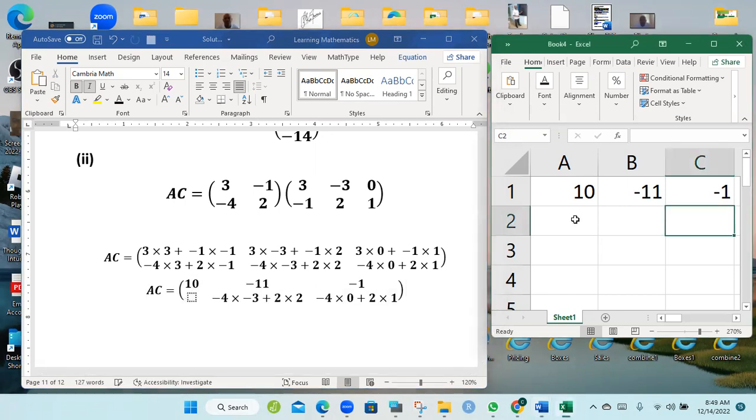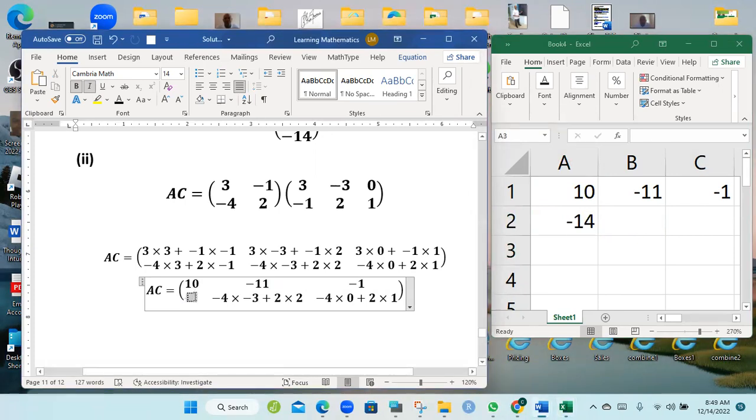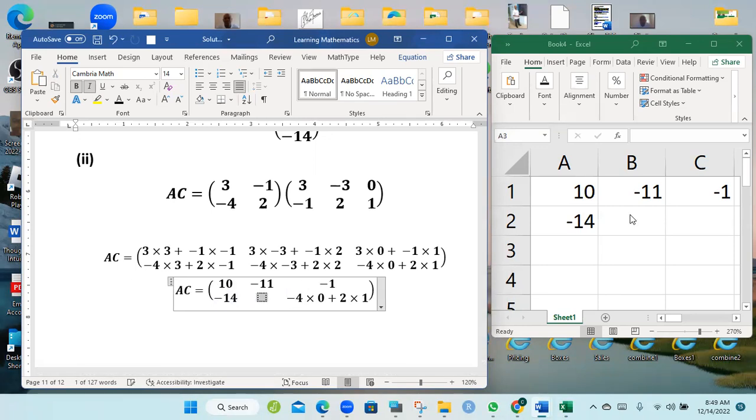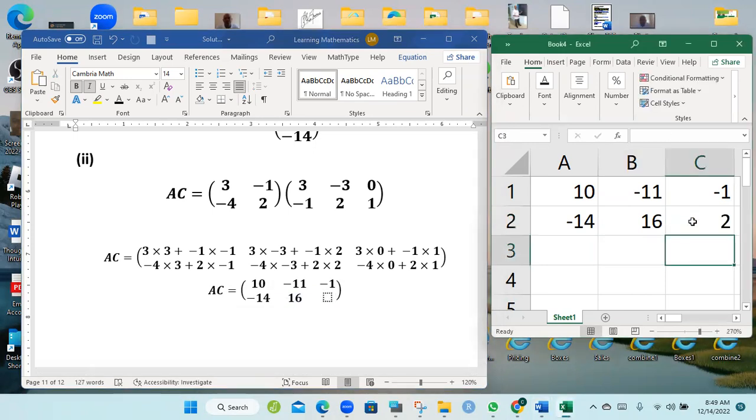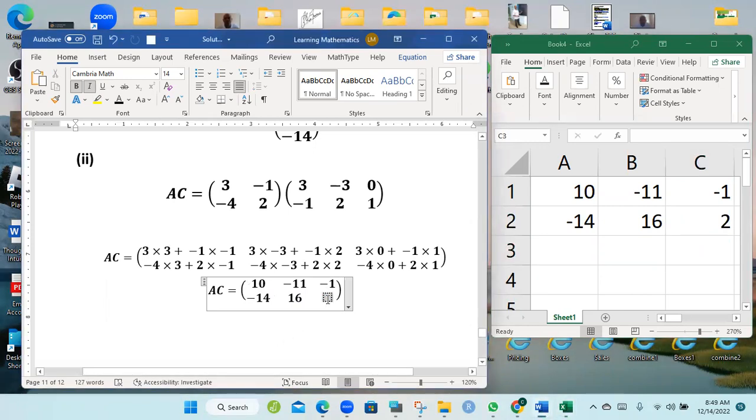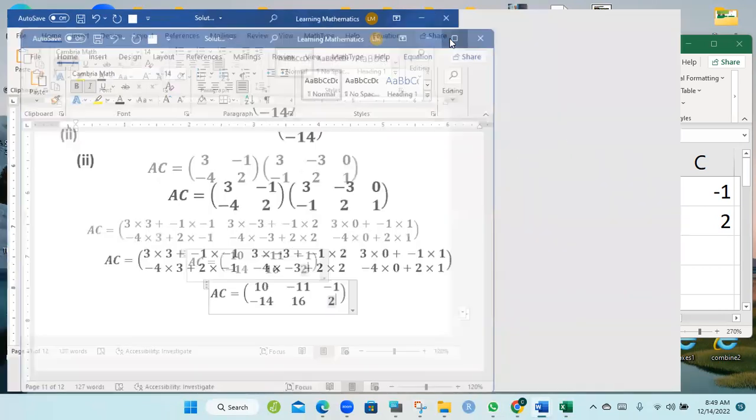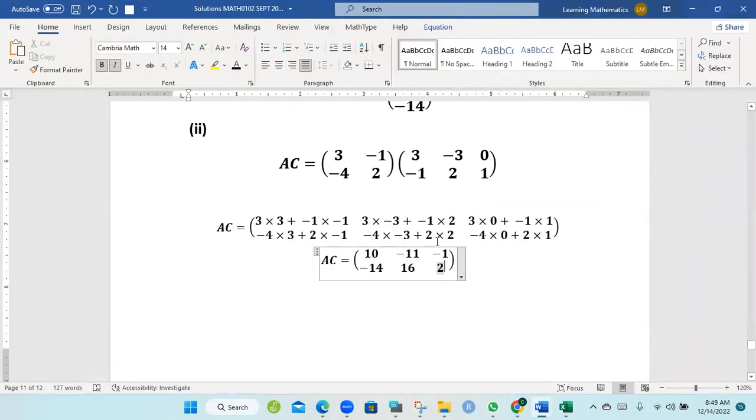Control X. Equal, Control V, enter. So that's negative 14. Control X. Equal, Control V, enter. So that's 16. Control X. Equal, Control V, enter. So that's 2. So we have got 2 rows and 3 columns as our product, because the first matrix has 2 rows, and the second has 3 columns.